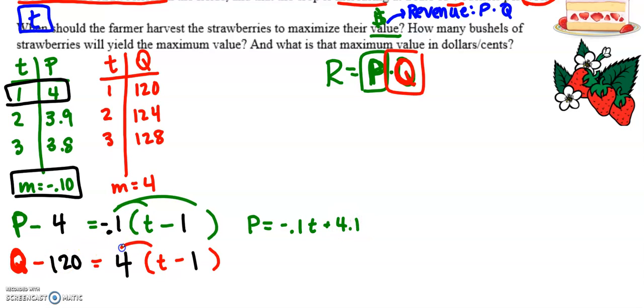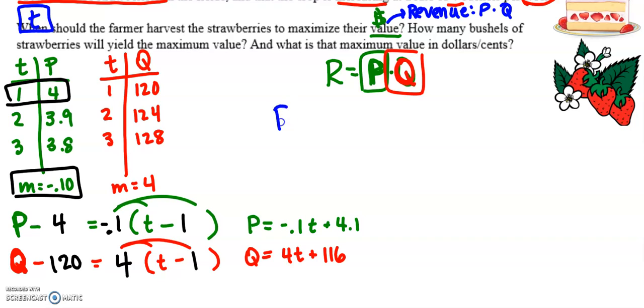Quantity then, I'm going to multiply this 4 in. Our quantity for the bushels of strawberries is going to equal 4t plus 116. So now I'm going to put those two things together.